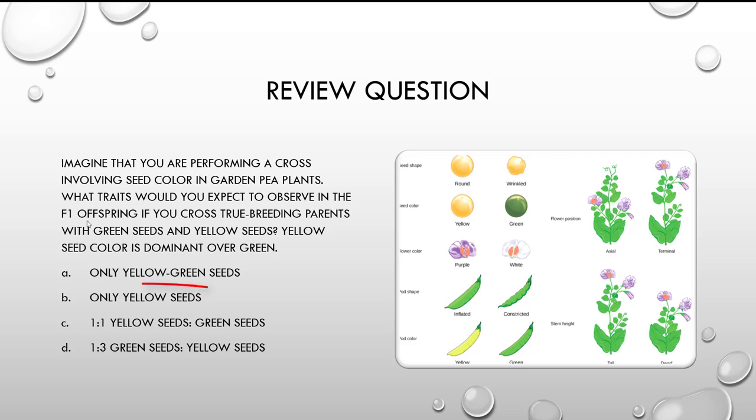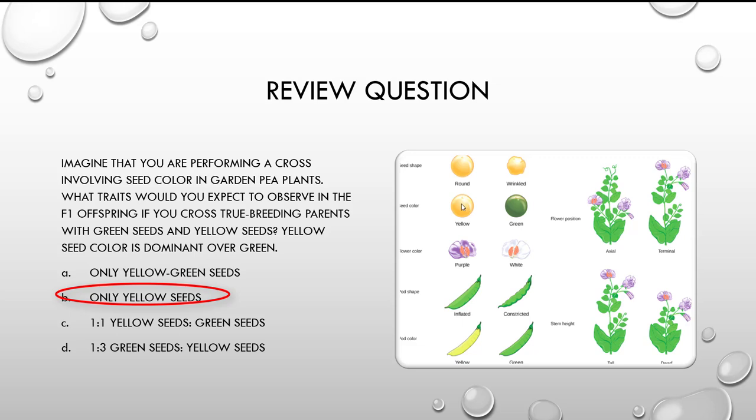If you said B, I would agree with you. We would only see yellow seeds. If these are true breeding varieties, that means this yellow seed only makes yellow seeds if it self-fertilizes, and we cross that with this green seed that only makes green seeds if it self-fertilizes. These are the parent generation, right?